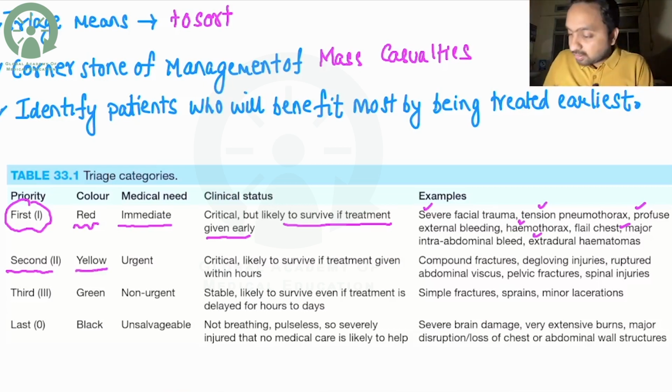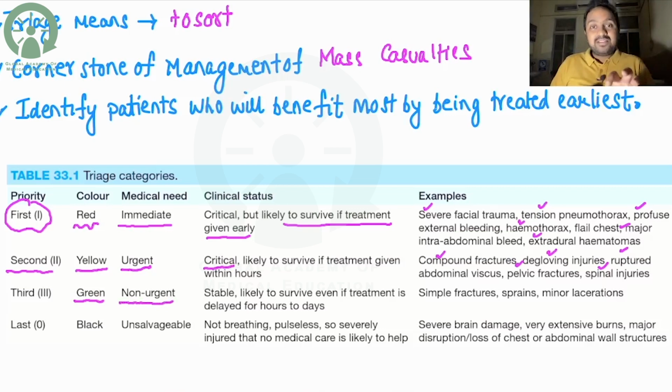Yellow means urgent. So what is urgent? They are critical and they are likely to survive even if the treatment is given within hours. For example, compound fractures, degloving injuries, ruptured abdominal viscera, pelvic fractures, and spinal injuries, right? So over here in yellow, the patient can still wait for hours, whereas in case of red, you need to give your immediate treatment. Then we have your third category, which is your green, that is your non-urgent.